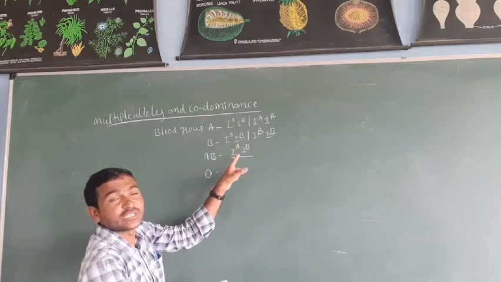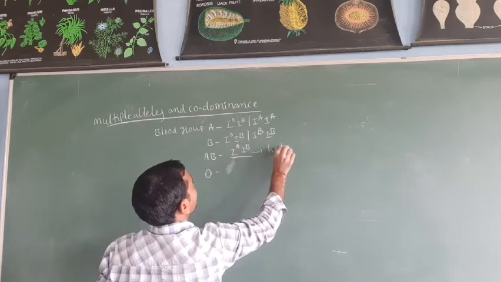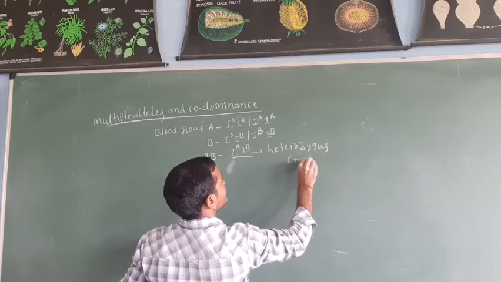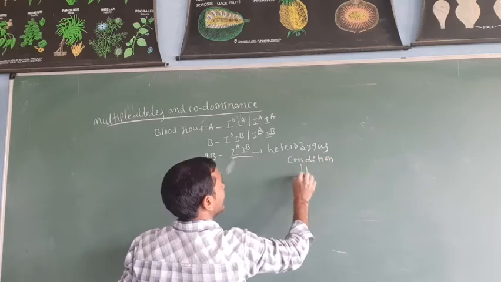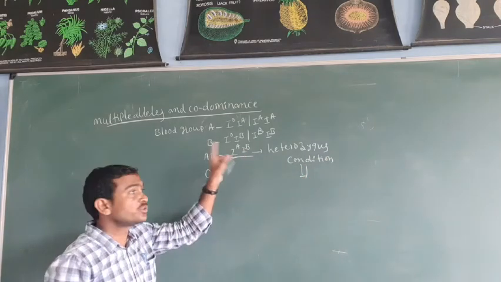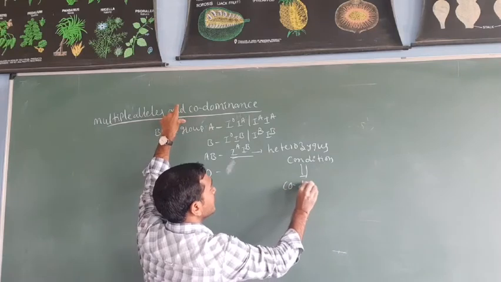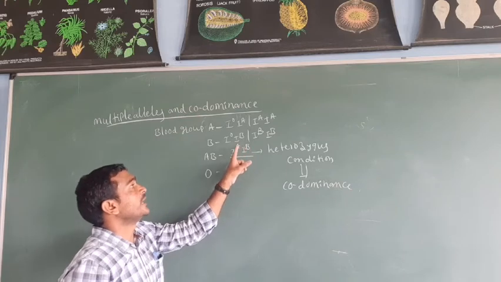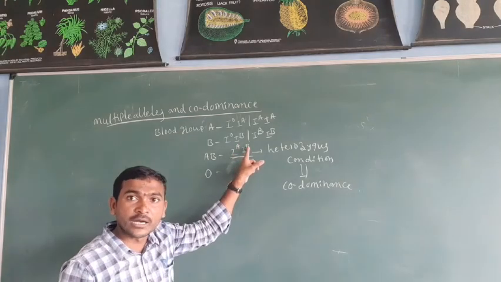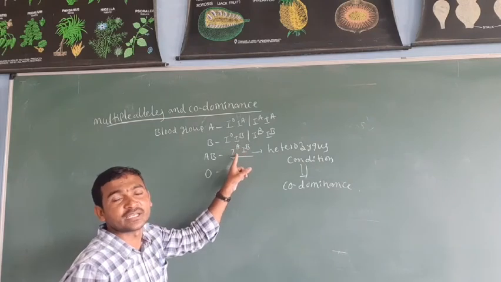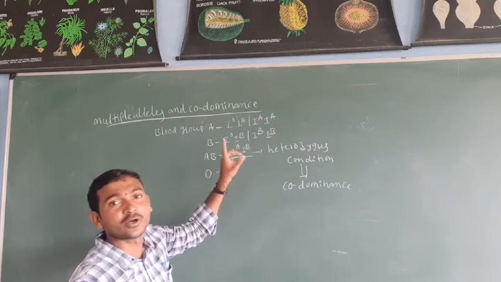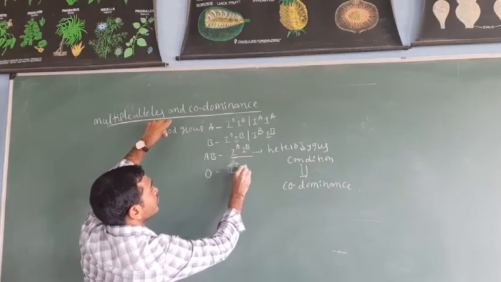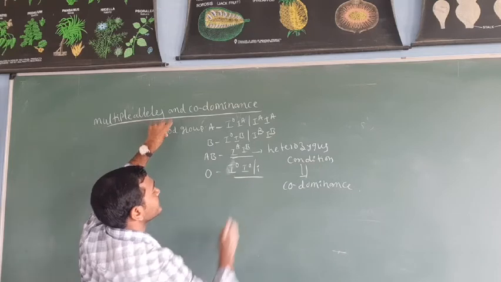I A and I B is a heterozygous condition, and both alleles show dominance. This type of dominance is called codominance. I A and I B are both codominant. In the heterozygous condition both show dominance, so it is called codominance. Now O is I O I O, which is recessive.